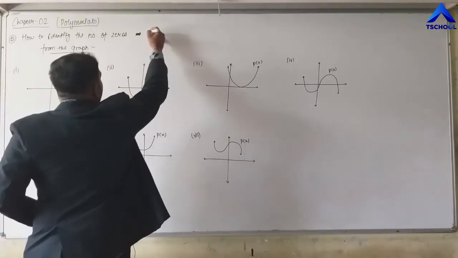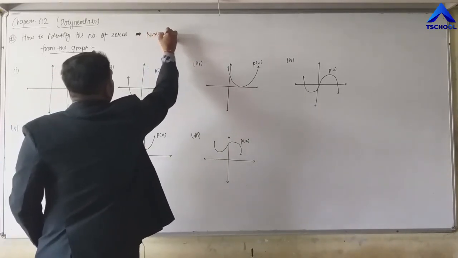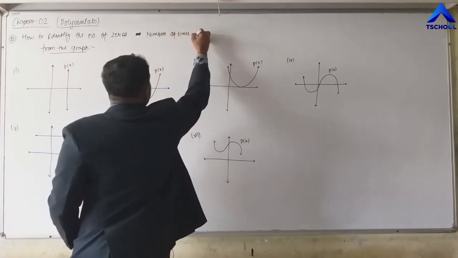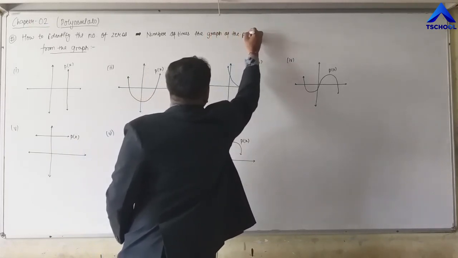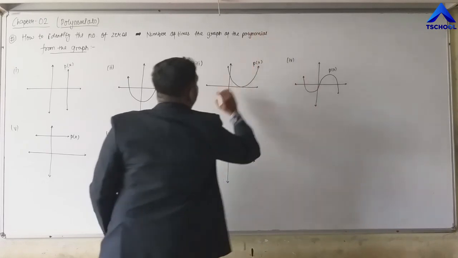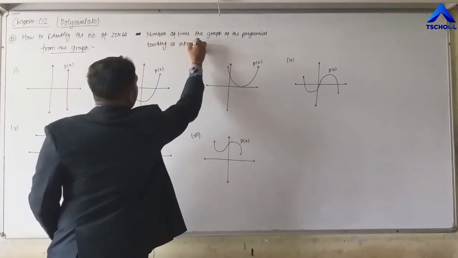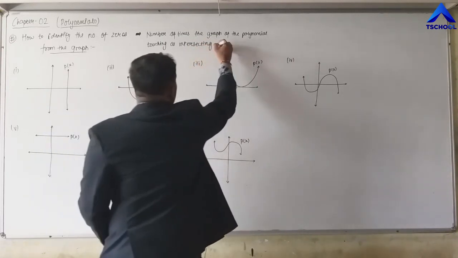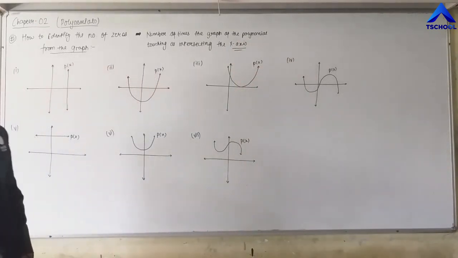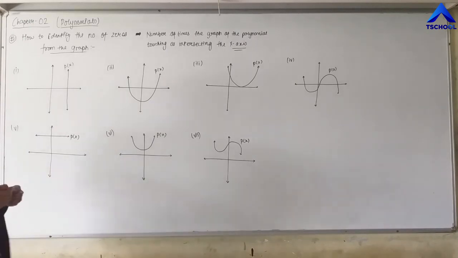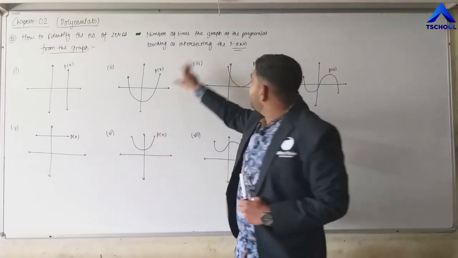So let us continue with this topic, the number of zeros a polynomial can have from the graph. The basic definition is the number of times the graph of the polynomial touches or intersects the x-axis. Strictly, it must be the x-axis.